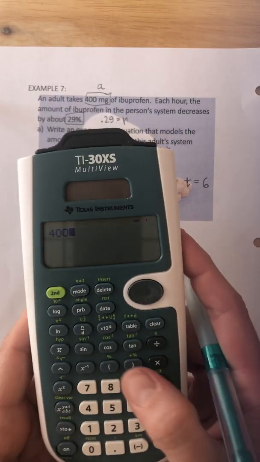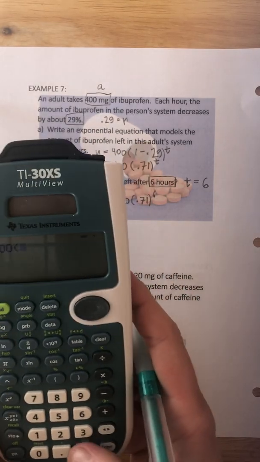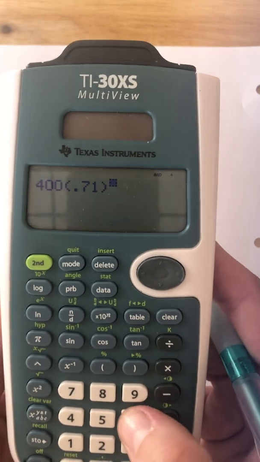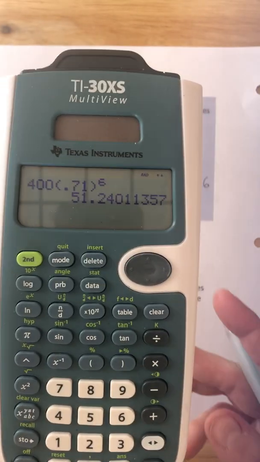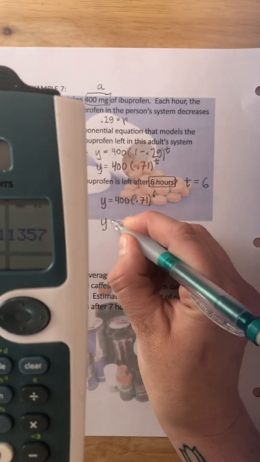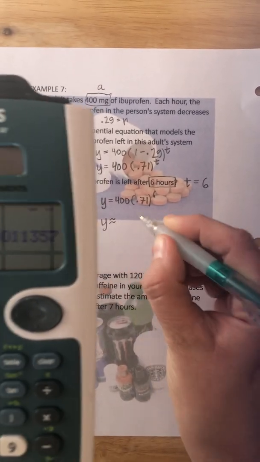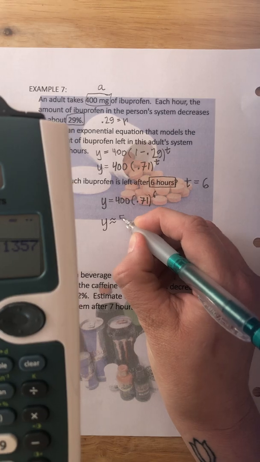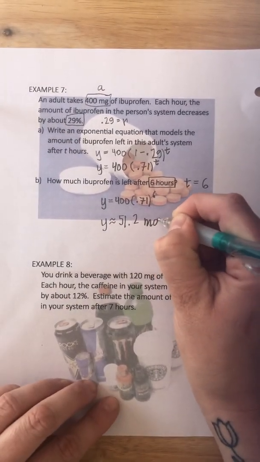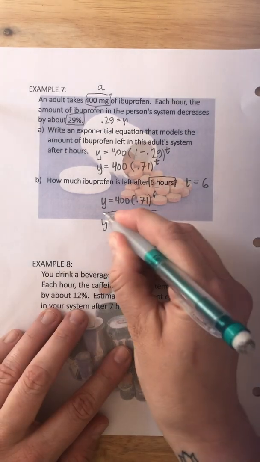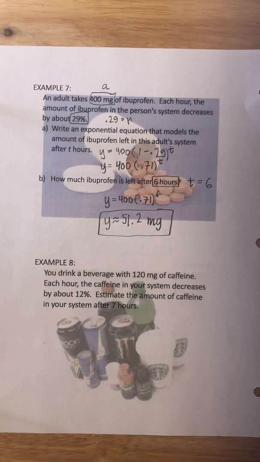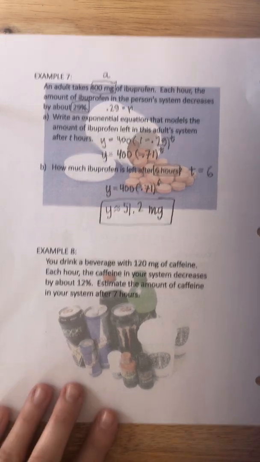So 400 milligrams is the initial amount. Our decay factor is 0.71. We want to find out what's going on after 6 hours. And let's just round it to the nearest tenths place. So I'm going to say that Y is approximately 51.2 milligrams. So after 6 hours, what started off as 400 milligrams has decreased to 51.2 milligrams.